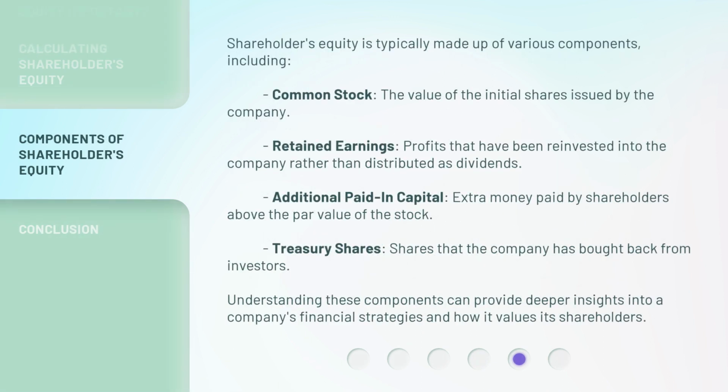Shareholders' equity is typically made up of various components, including common stock, the value of the initial shares issued by the company; retained earnings, profits that have been reinvested into the company rather than distributed as dividends; additional paid-in capital, extra money paid by shareholders above the par value of the stock; and treasury shares, shares that the company has bought back from investors. Understanding these components can provide deeper insights into a company's financial strategies and how it values its shareholders.